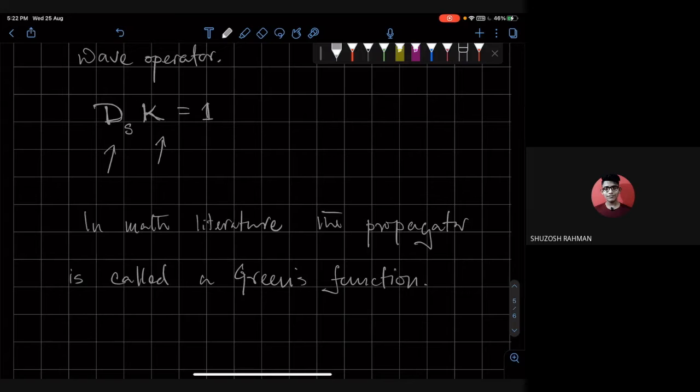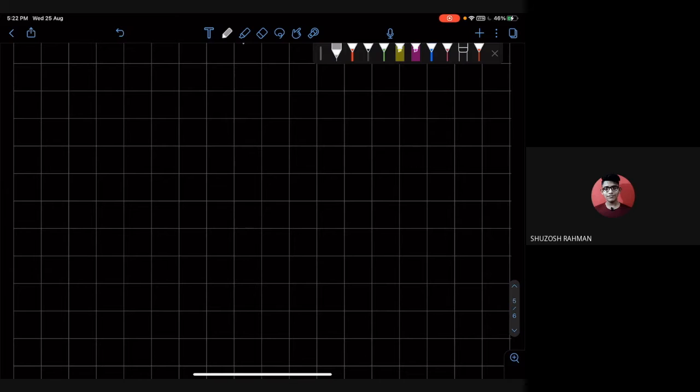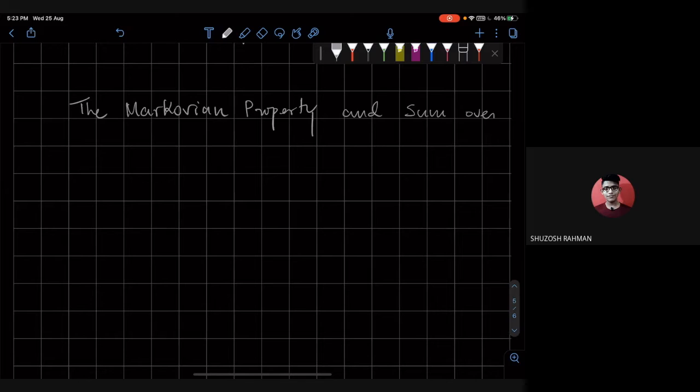Okay, so next we are going to move to how the propagator is related to the path integral. So I'm going to call this section the Markovian property. It's also known as the associative property, and sum over histories.